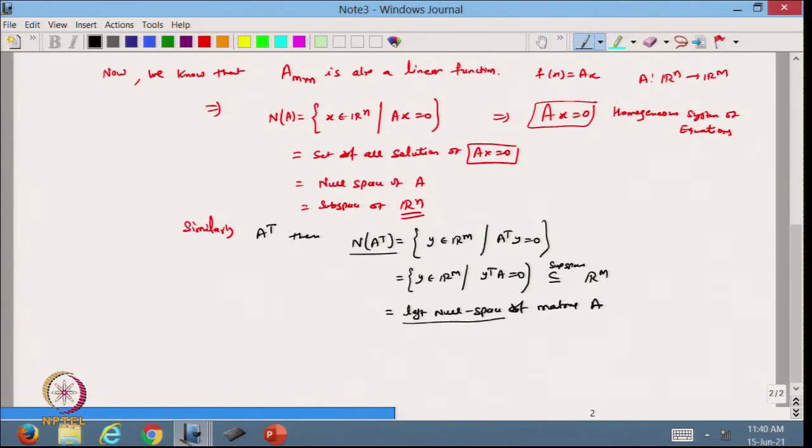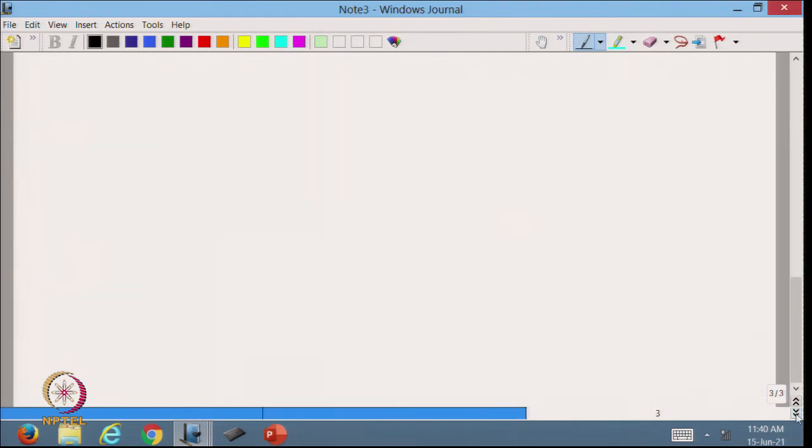Now from here I can draw the picture of the subspaces that are attached with the matrix A. So we have a matrix A. Now suppose I just construct one picture.